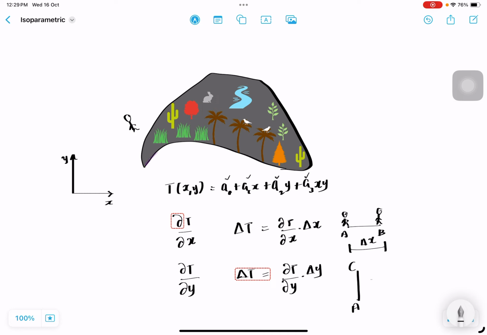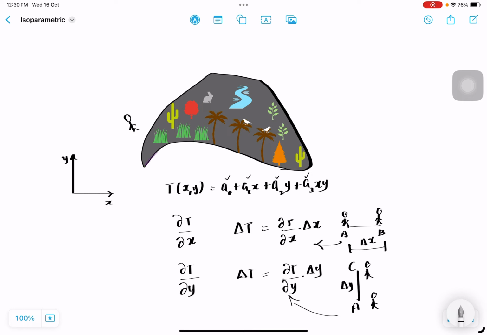This time Jack is going along the vertical direction, so the distance Jack travels along the vertical direction is del y. So the total change in temperature between point A and point C is given by this equation right here, and the total change in temperature from point A to point B is given by this equation here. So that's the reason why computing this gradient is going to come in handy. Okay, so we will keep that in our mind.